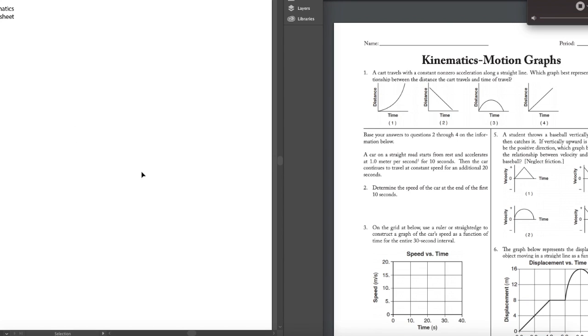I'm not gonna make one on the practice problem worksheet just because there's already worked out solutions, and this is mainly for worked out solutions. So yeah, let's start with number one.